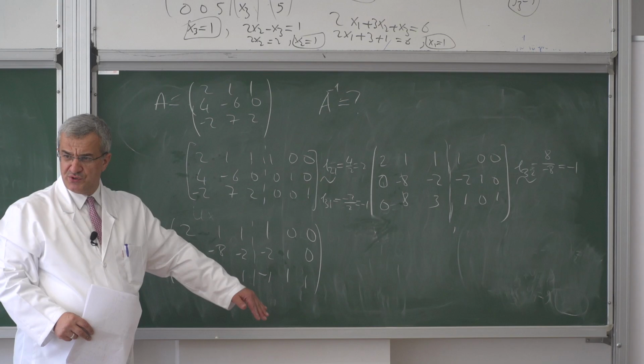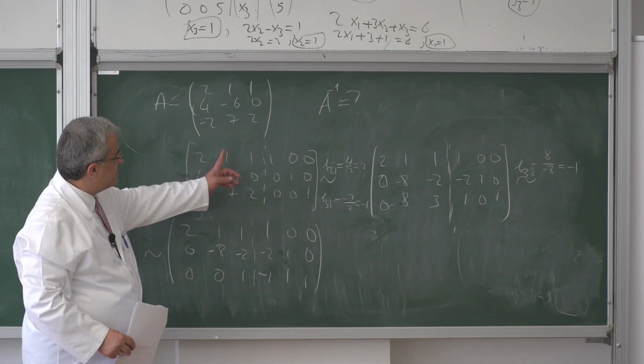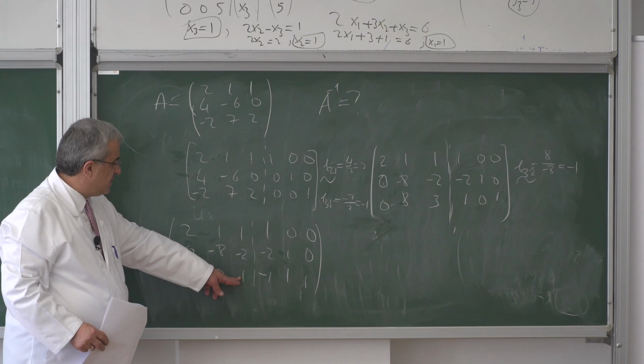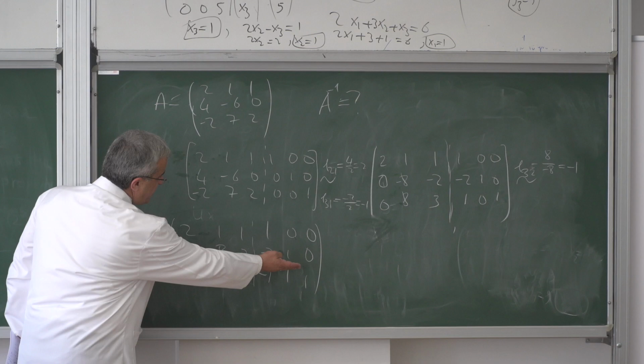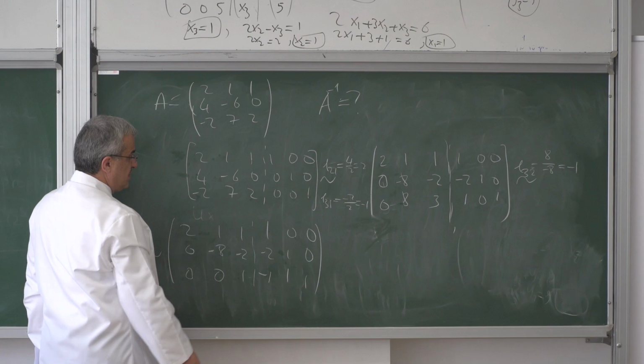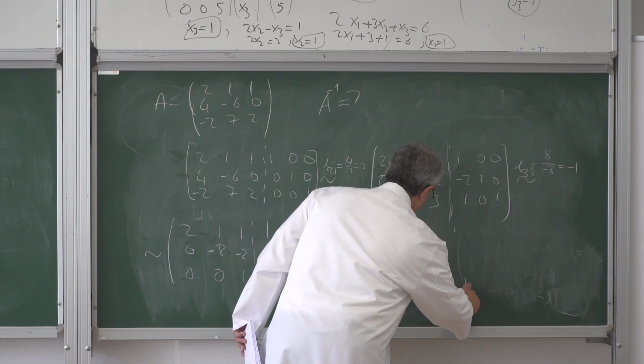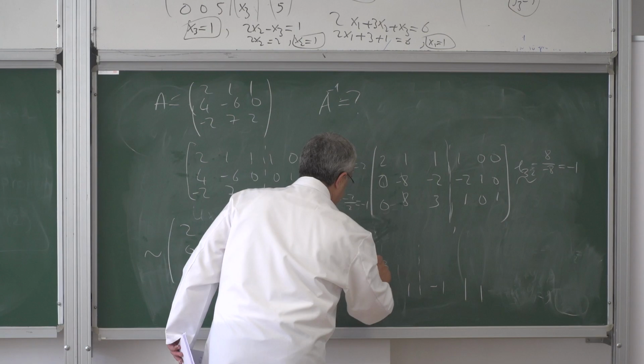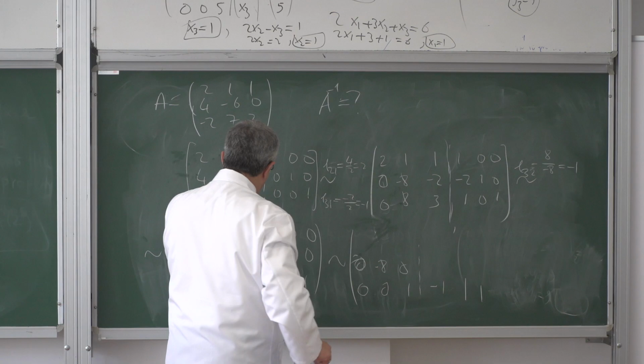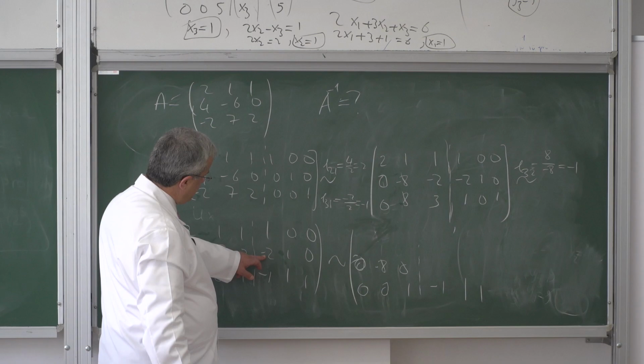So what does Jordan do? Jordan doesn't stop here. Jordan says, let me go backwards now, because I want to have an identity here, okay? So since I have here conveniently 1, the multiplier to go back from here, what am I going to do? Multiply this last row by 2 and add it here, right? So this becomes 0, 0, 1, minus 1, 1, 1, 0, minus 8, and this becomes 0, twice this added to this, so minus 2 and minus 6.